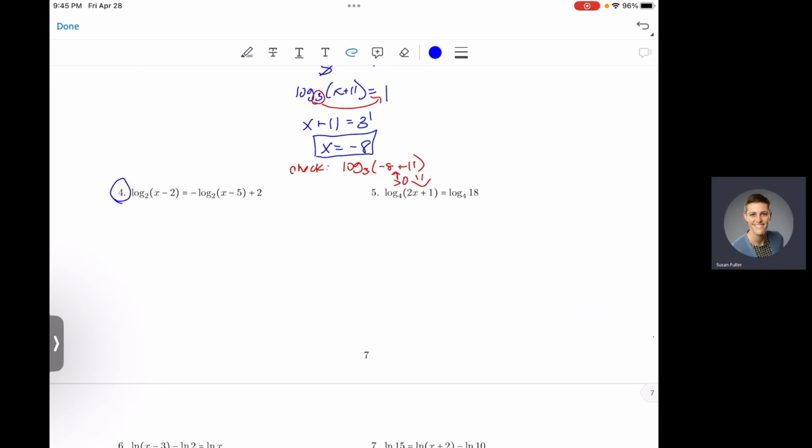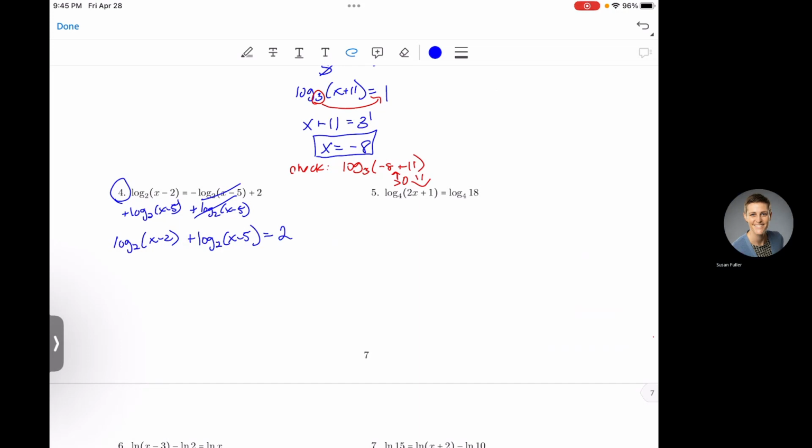Well, we're going to start by putting all the logs on one side of the equation. So I'm going to add this log base 2 of x minus 5 to both sides. And I get log base 2 of x minus 2 plus log base 2 of x minus 5 equaling 2. Okay, I guess we're warmer, but we still have two logs over here. But I've got two logs connected by addition. If I've got two logs connected by addition or subtraction, I can condense those down into a single logarithm.